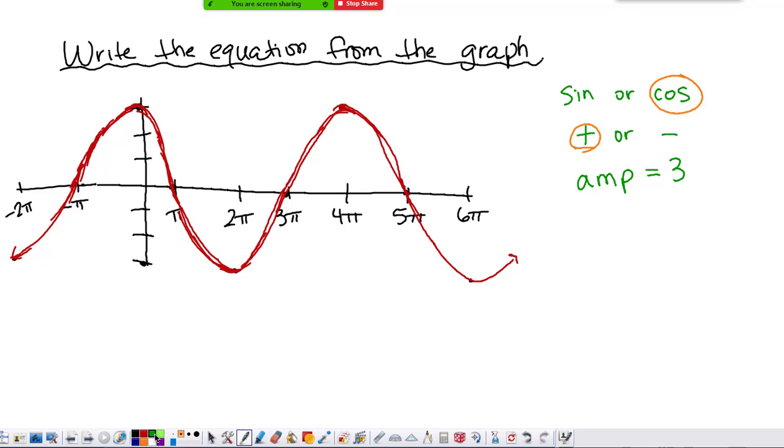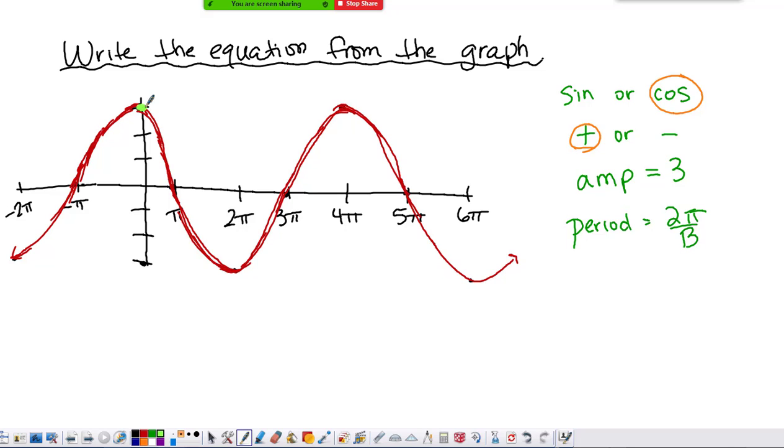Yep. And so then the other thing we need to figure out is what our period is. So our period is 2 pi over b, right? So we want to figure out how far it takes for one cycle to actually repeat. I'm going to start here, and I want to know how far it takes for me to get back to that spot.